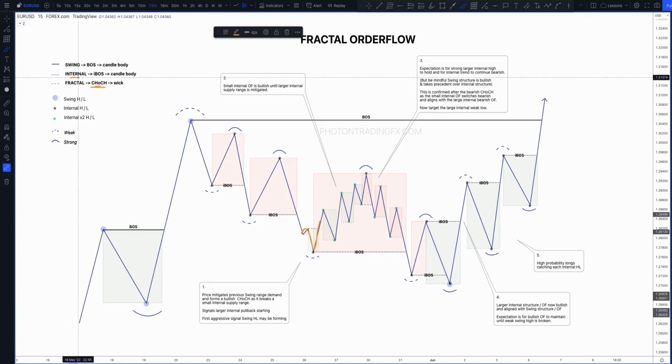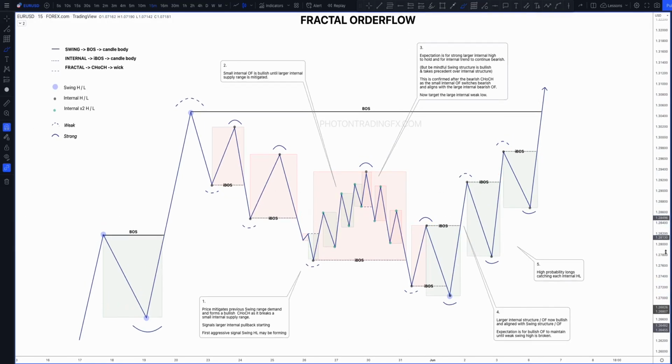CHoCH signals an internal move. IBOS then signals the swing move, right? So what do I mean by that? That CHoCH here means we're going to get that pullback. That CHoCH there means that pullback's over and we're going to get that run, right? Because CHoCH signals the internal swings. The IBOSes signal the swing things, right? So when we get a bullish IBOS there, that signals that the swing pullback is over and the next swing pro trend run is going to go, right? And that's the way you can think about it.